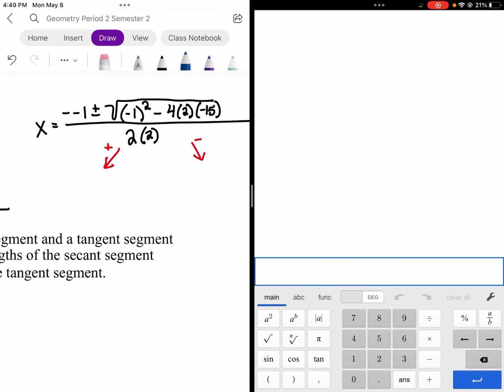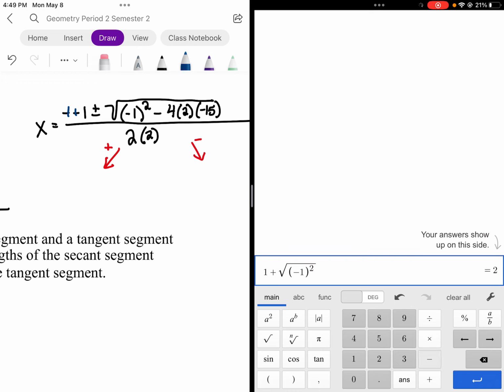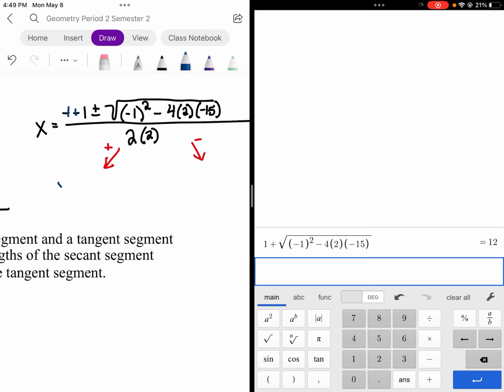So these two negatives are going to make it positive. So we're going to have 1 plus the square root of negative 1 squared minus 4 times 2 times negative 15. So that one, we're going to end up with 12 over 4, which simplifies to 3.